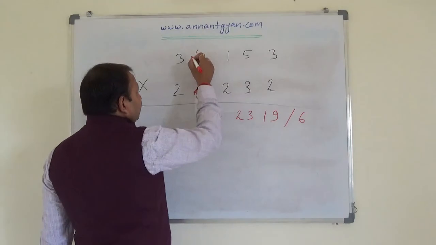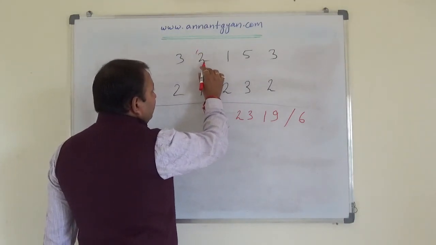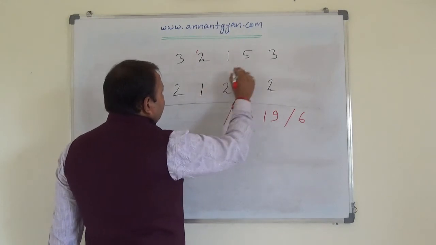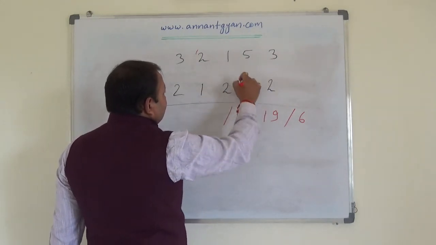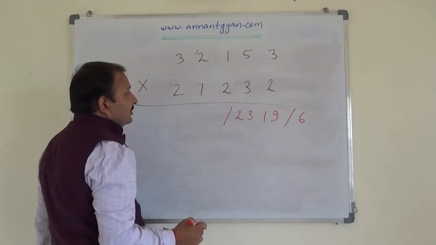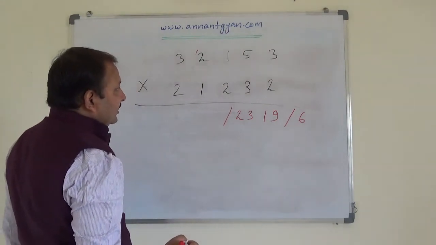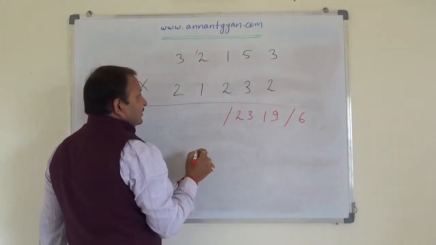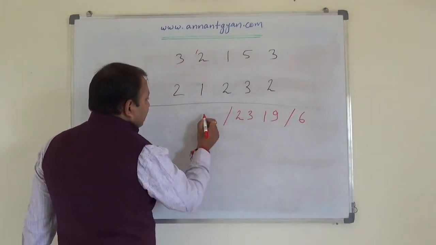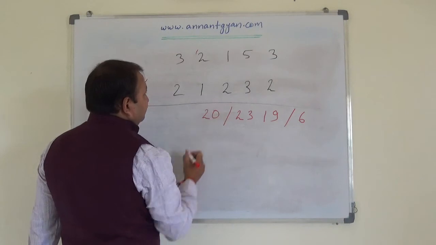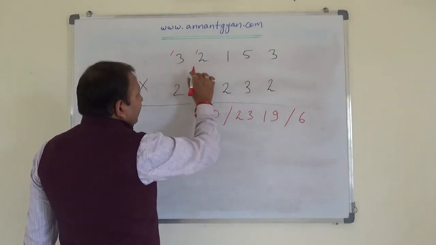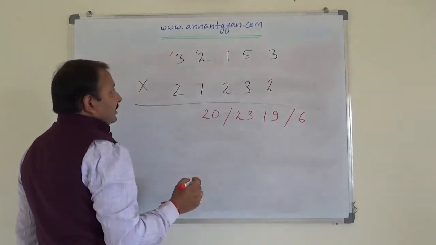And the next step, it is from here. 2 into 2, 4. 4 plus 3 plus 3. 4 plus 3, 7 plus 3, 10. 10 plus this 5 into 2, that is 10. 10 plus 10, that is 20. I shall write 20. In the last step, this is 3 into 2, 6.